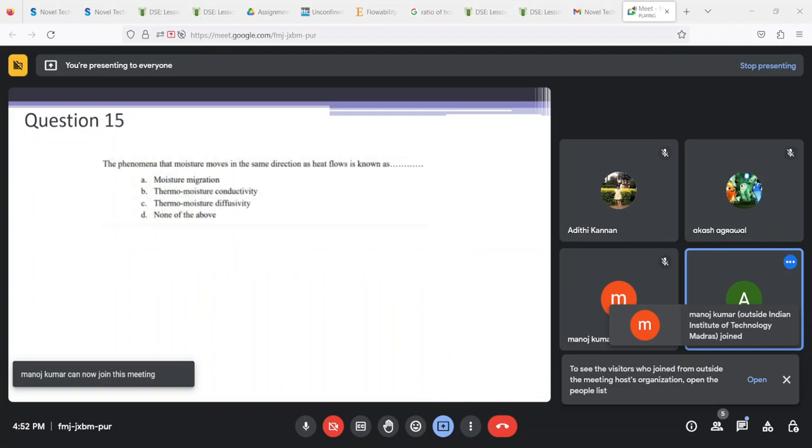Question 15. The phenomenon that moisture moves in the same direction as heat flows is known as A. Moisture migration, B. Thermo-moisture conductivity, C. Thermo-moisture diffusivity, and D. None of the above. So which one of these is correct?